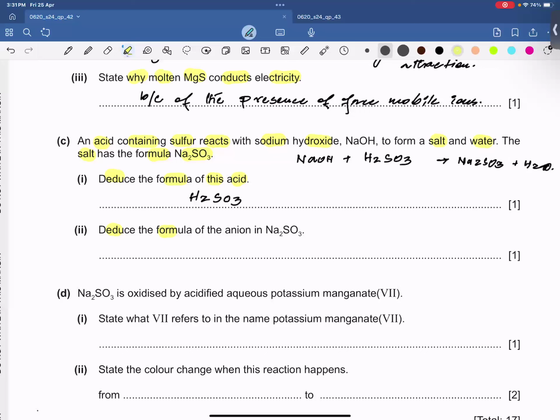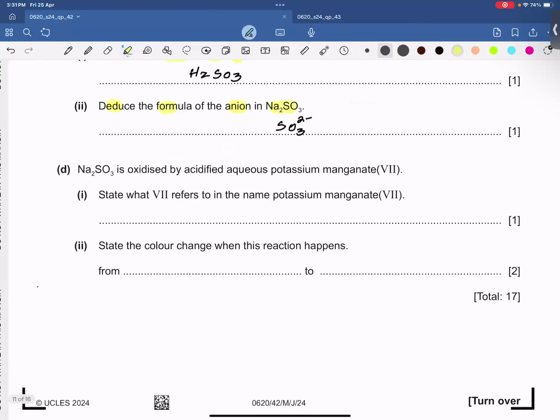Next, deduce the formula of the anion in sodium sulfide. Obviously, sodium sulfide contains sulfide ions, which have a charge of 2 minus. Sodium sulfide is oxidized by acidified potassium manganate 7. This potassium manganate 7 is basically an oxidizing agent, and obviously, this compound has a purple color. State what 7 refers to in the name of the potassium manganate 7.